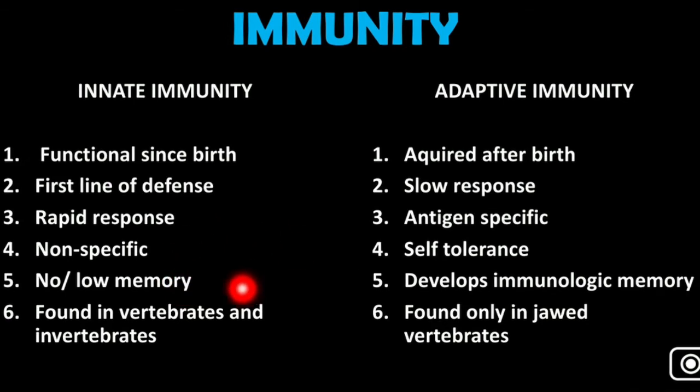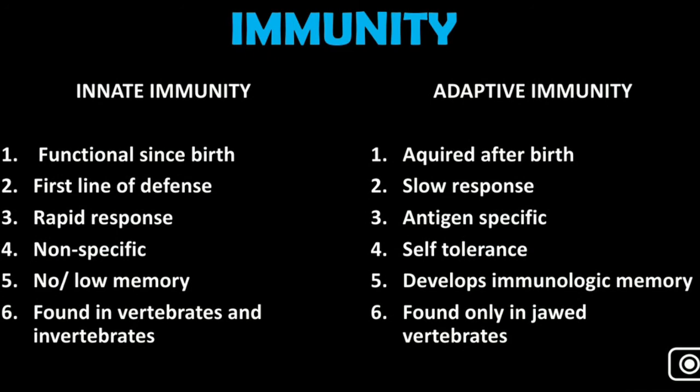Also, innate immunity is found in vertebrates as well as in invertebrates. But adaptive immunity, or the very specific immunity, is present only in jawed vertebrates like humans or monkeys or dogs, cows and cats.